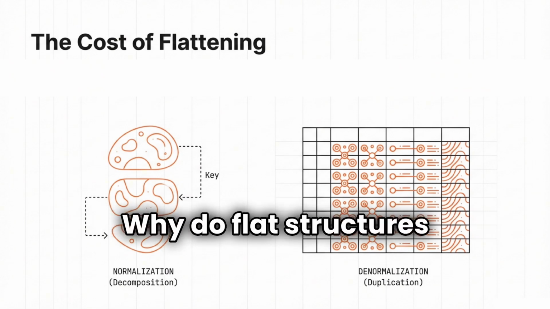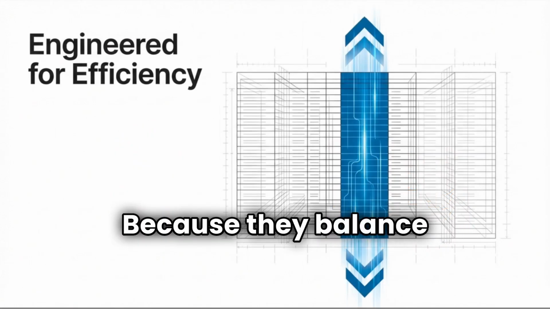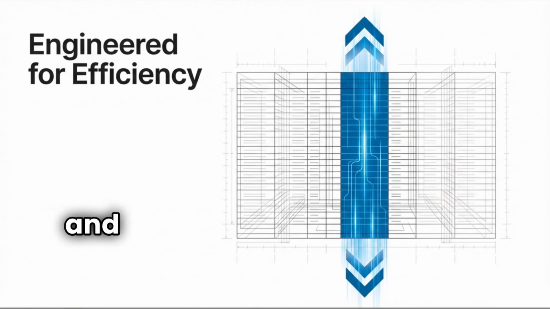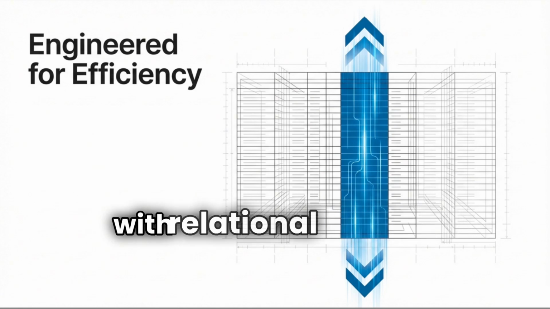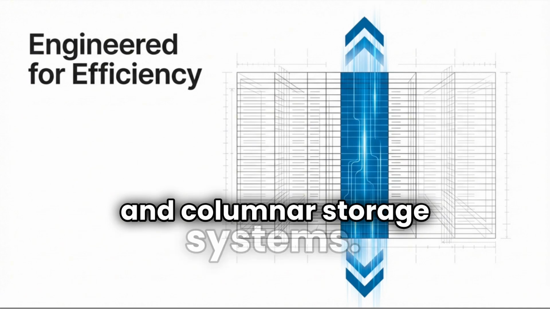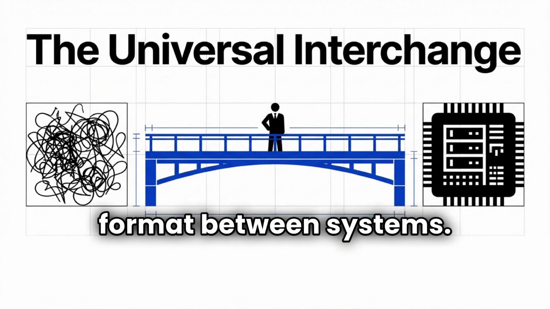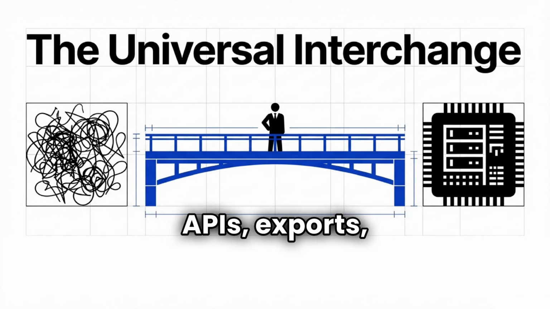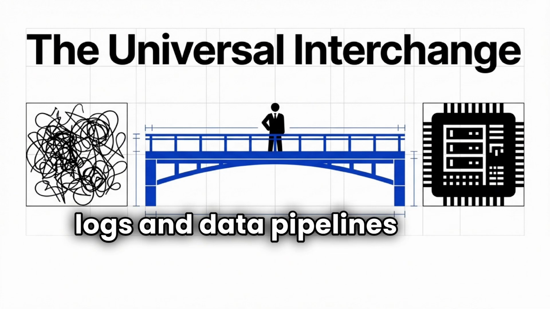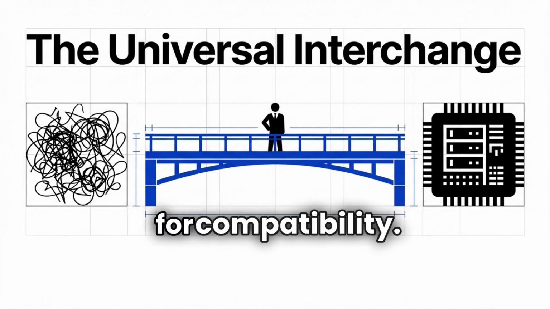Why do flat structures remain so dominant despite these limitations? Because they balance simplicity, predictability, and computational efficiency. Flat structures align well with relational algebra, vectorized computation, and columnar storage systems. They also serve as a common interchange format between systems. APIs, exports, logs, and data pipelines often convert complex data into flat representations for compatibility.